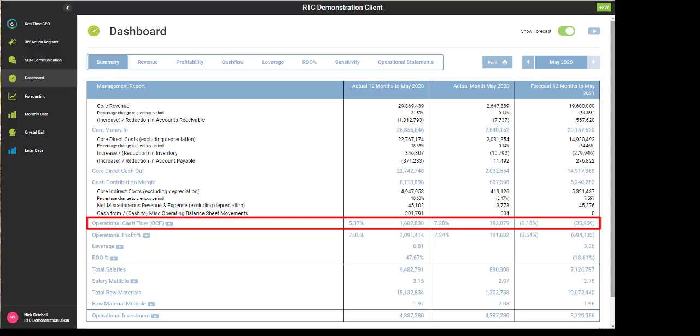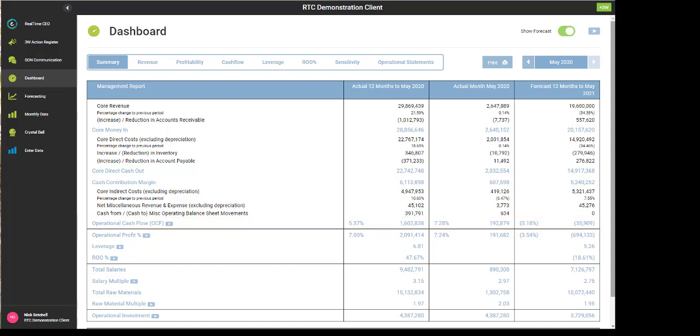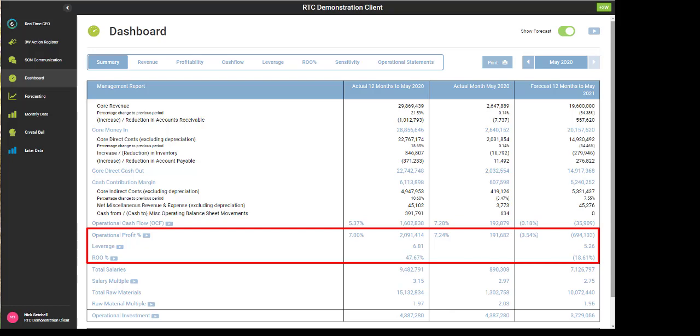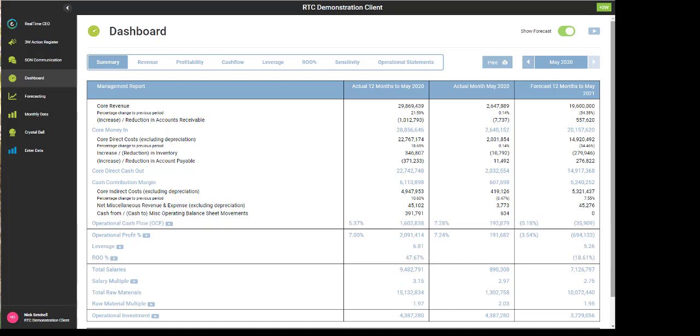Operational cash flow is one of the 2 primary measures to indicate the health of the business. In the next box, we are looking at the business's profitability, the business's leverage, and those 2 components come together to tell us the return that the business is generating. Return on operations is the other primary measure that indicates health of business. And then below that, it gives us insight to how well we're doing in the area of our 2 most significant spends, those of salaries and raw materials.